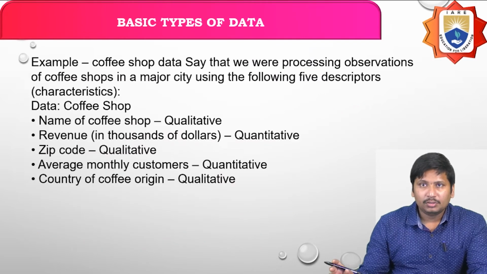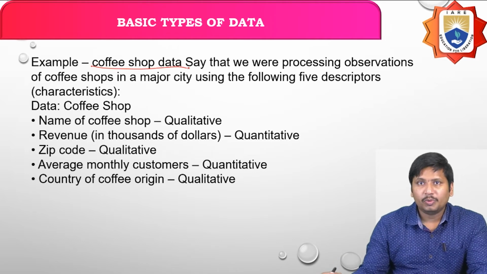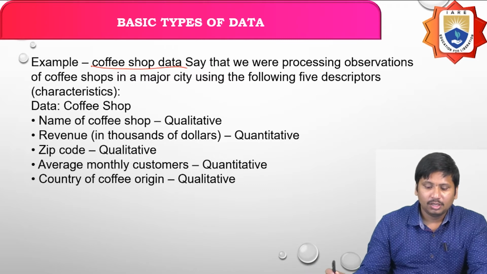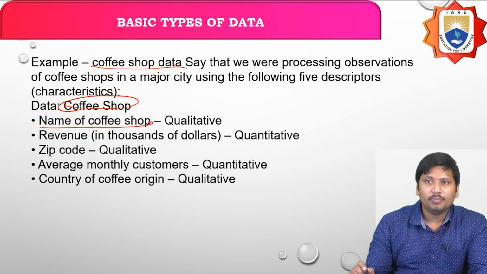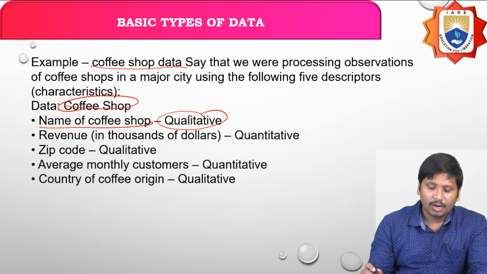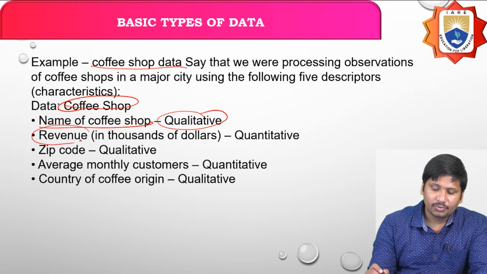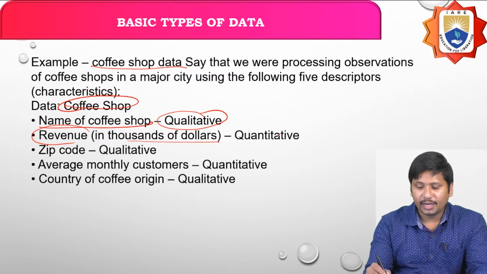For example, let me take some coffee shop data. I'm going to process some observations of coffee shops in some major city, which have 5 descriptors or characteristics. If I take the data from the coffee shop, the name of the coffee shop is qualitative data. Similarly, if I take revenue, the revenue would be in terms of dollars, so I'm going to take it as quantitative.